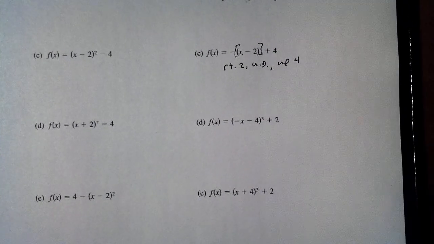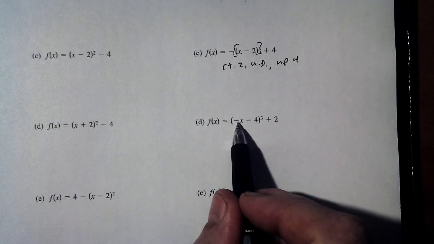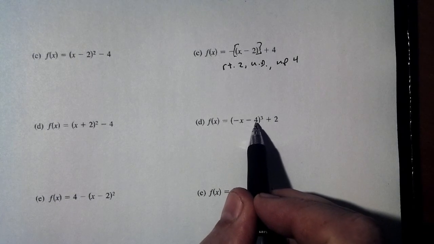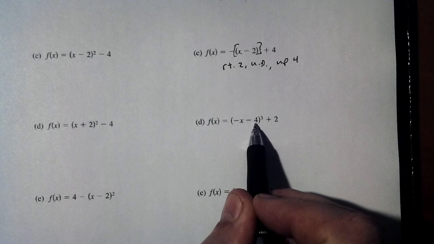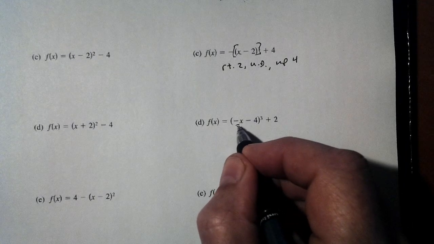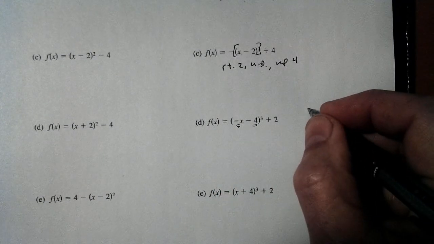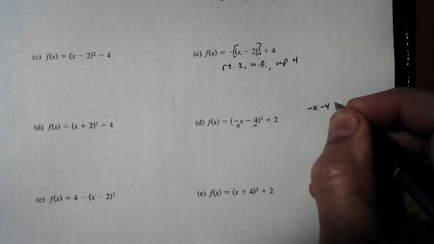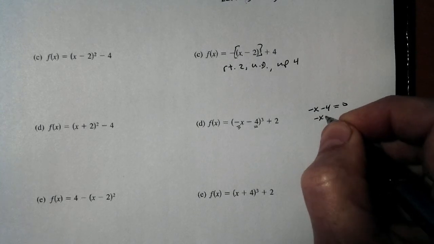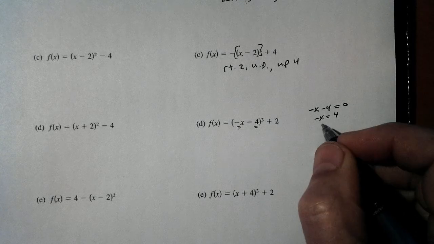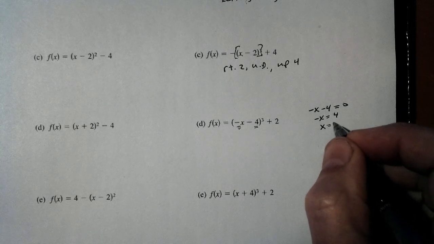Okay, a little bit sneaky here with this negative, because this graph is backwards and it has a shift, and we might think that the shift is 4. When you have two things going on pre-function, I highly recommend you do this. Negative x minus 4 equals 0. That's negative x equals positive 4. That's positive x equals negative 4.